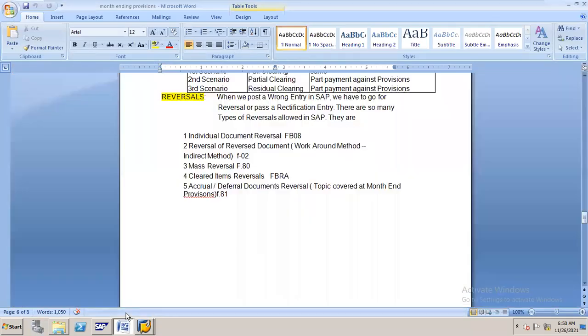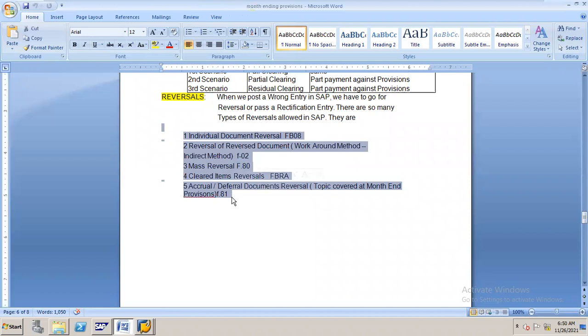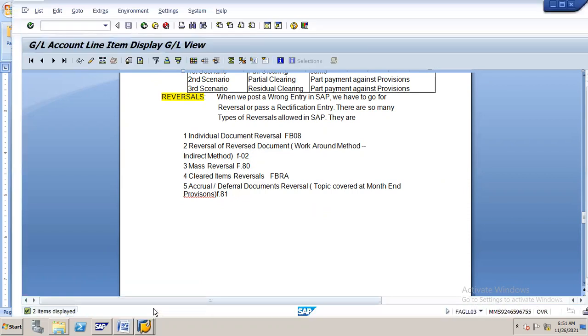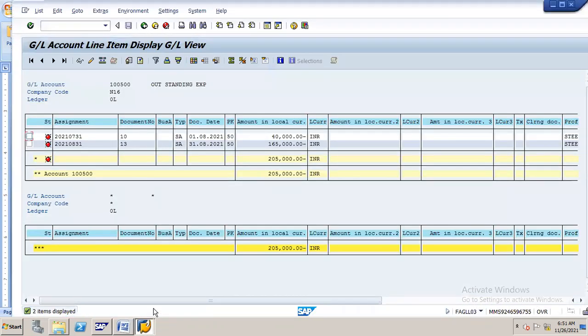Any doubts here, please tell me. Madam, FB08 reversal will give a new document number, but FBRA reversal gives the same old document number? No. 14 reversed, and what document number was generated? 15. But there are open items we are watching. What was that entry? One second. In 15, cash is debit, outstanding is credit.